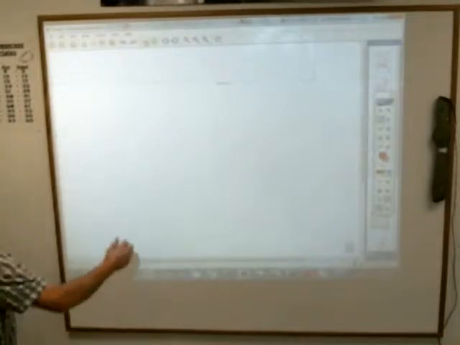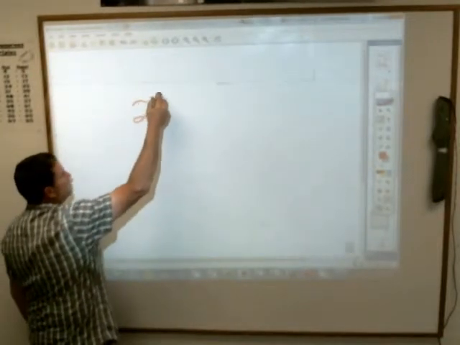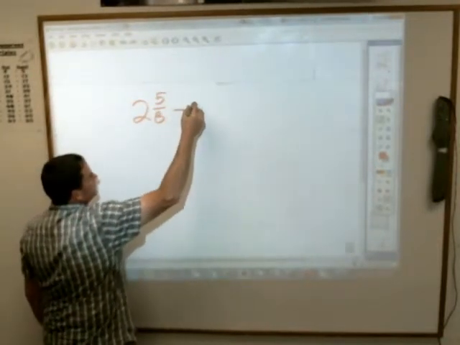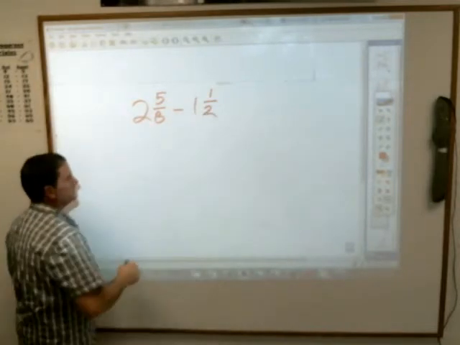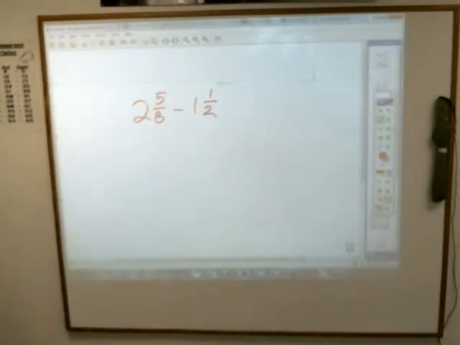2 and 5/8 minus 1 1/2. Go ahead, I will give you a minute or so to do that. It shouldn't be hard. Write it up and down, change the common denominators, do the subtracting, simplify.